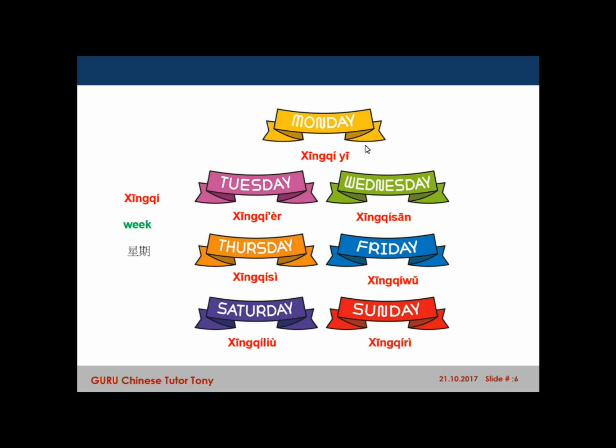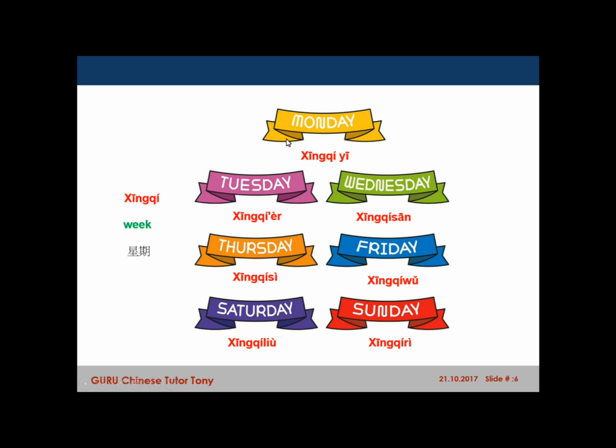Okay, now we can learn how to say Monday to Sunday. Firstly, 星期 means week. From Monday to Saturday is the same kind. Only Sunday is different.